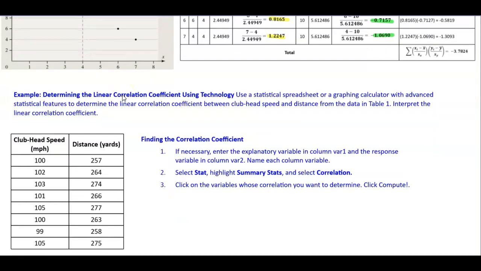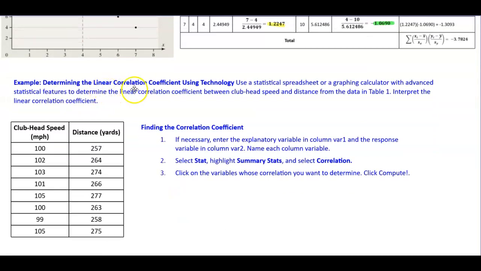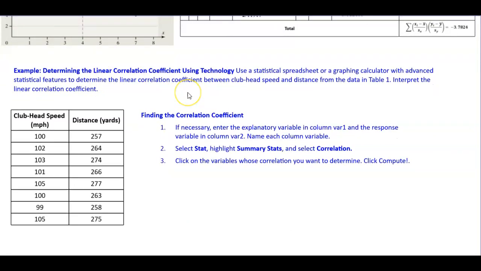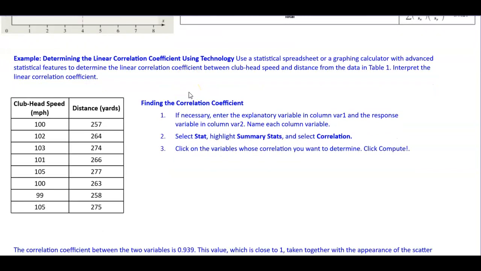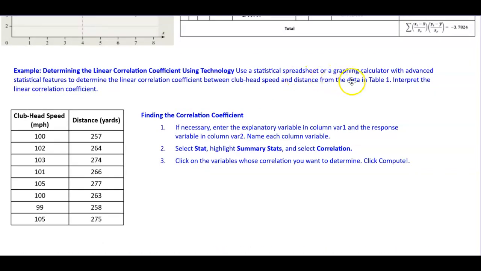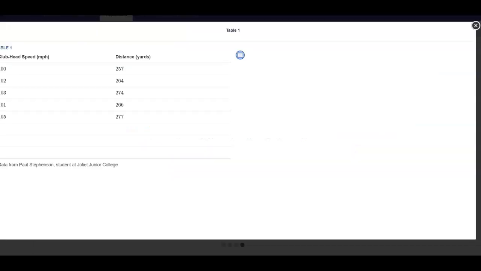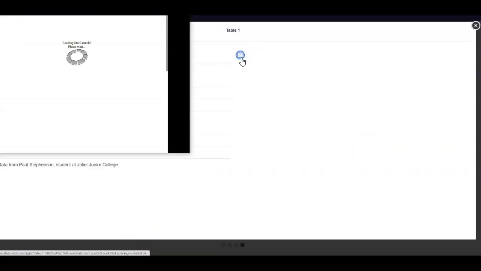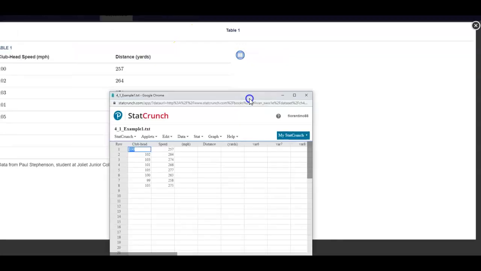Now for this next example, we want to determine the linear correlation coefficient using technology. We're going to use a statistical spreadsheet or a graphing calculator with advanced statistical features to determine the linear correlation coefficient between club head speed and distance from the data in table 1, and then we're going to interpret the linear correlation coefficient. We can either enter this information by hand or pull it in from StatCrunch. So I'm going to pull this data in from StatCrunch.